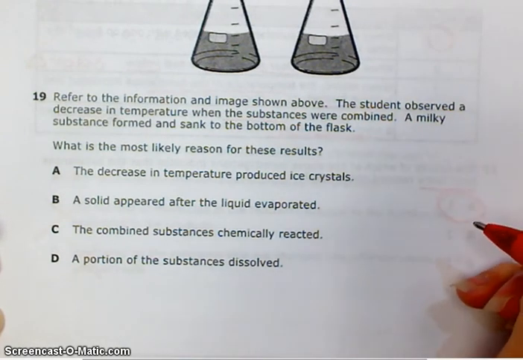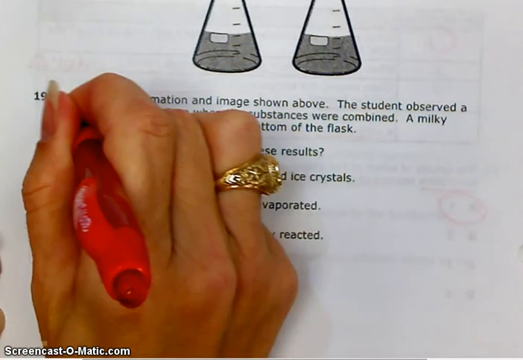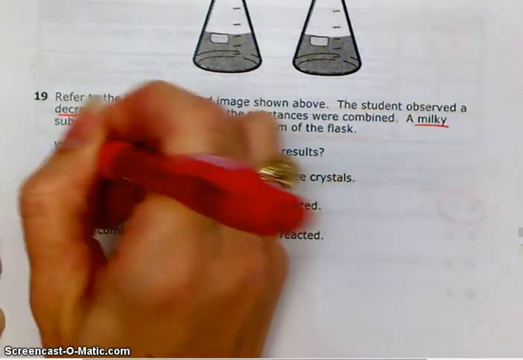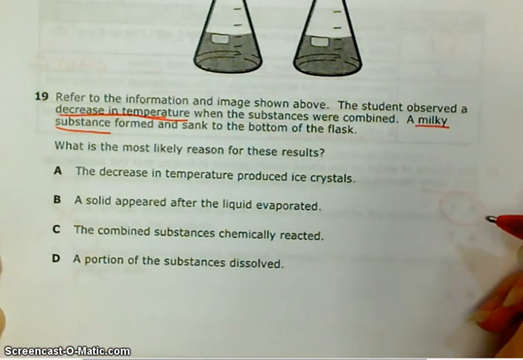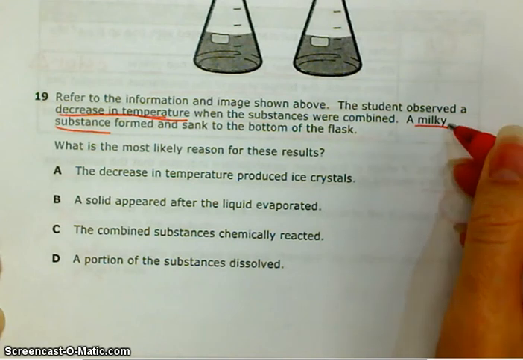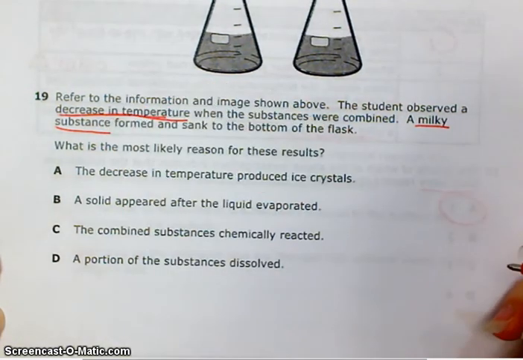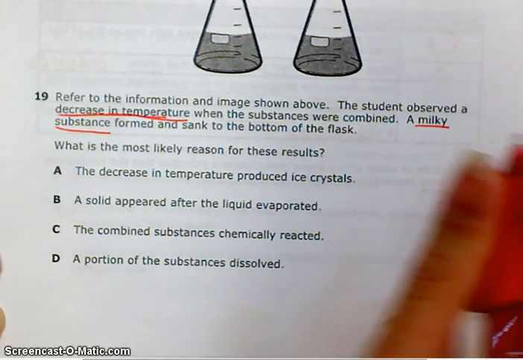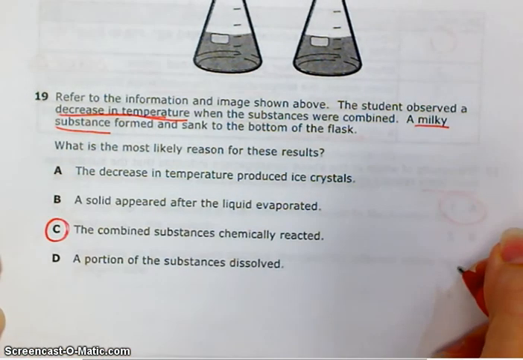Reason for the decrease in temperature. Reason for the milky substance. A temperature change and the formation of a precipitate are both pieces of evidence that a chemical reaction has taken place. So that's going to be C, that the substances combined chemically or chemically reacted.